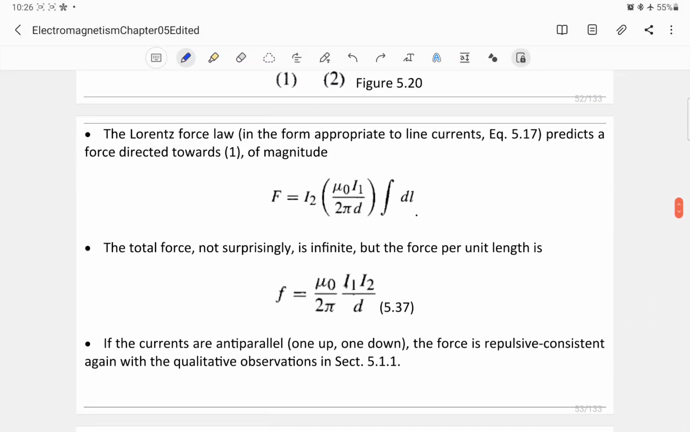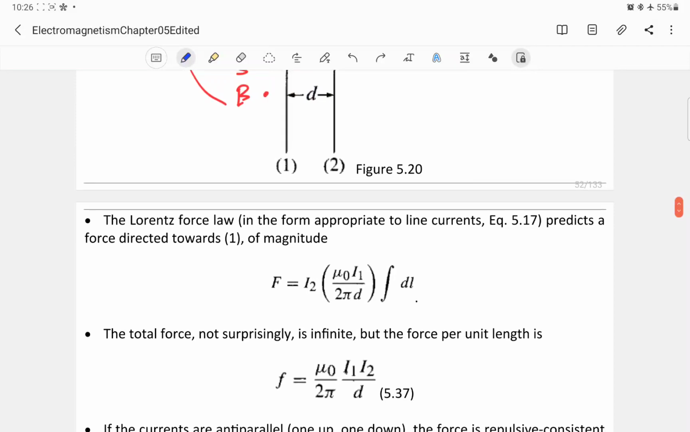And so of course the force between two wires would be given by this, using the Lorentz force law from the first part of these lectures. If you have a length that is infinite, it would be practical to use force per unit length, and the force per unit length would just be equal to this.